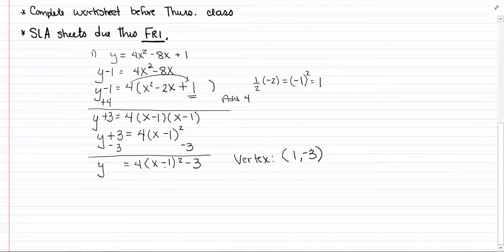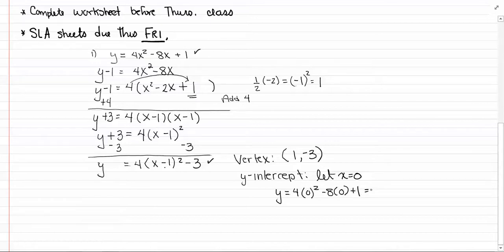After that, you're asked to find some various features of it. So for example, the y-intercept. You can let x equal 0. And you can use either of the equations, the one here or the original. I probably encourage you to do the original. It's a little bit easier to see. And we have 4 times 0 squared minus 8 times 0 plus 1. That just works out to 1. So it has a y-intercept of (0, 1).